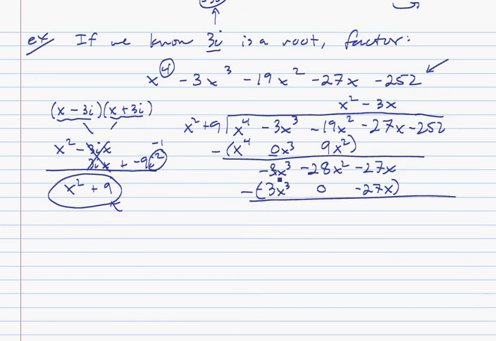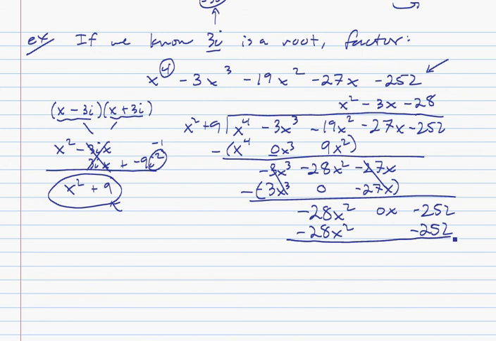Subtract again. This cancels and this cancels, so I'm just going to have negative 28x squared, 0 x's, and negative 252. Now it turns out minus 28 when I multiply will be negative 28x squared, and negative 28 times 9 is negative 252. So if I take those away, I have a remainder of 0. So I would write it like this: x minus 3i, x plus 3i, and then I have x squared minus 3x. That's the answer that we got up here.